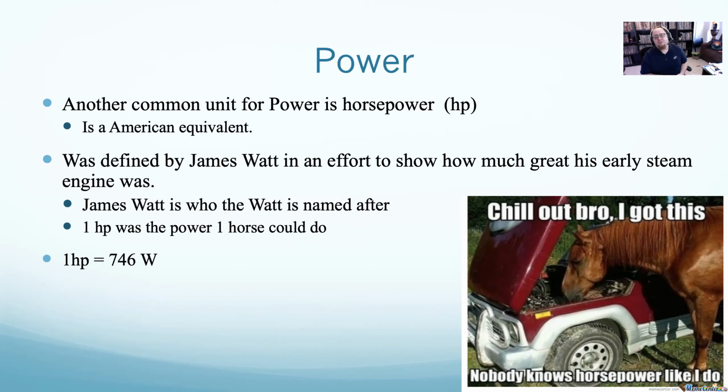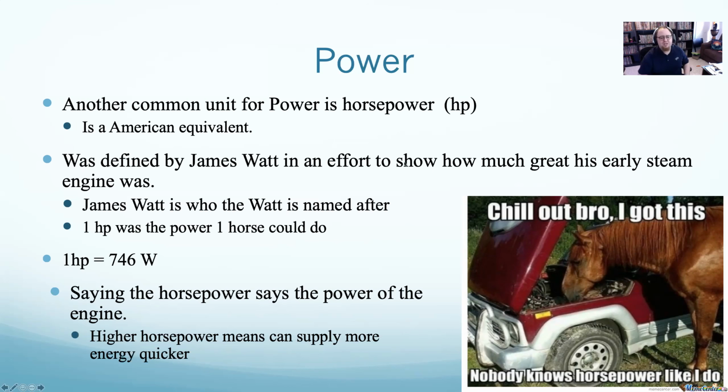The reason a horsepower exists is James Watt made one of the first steam engines, and he was trying to market it, and he was trying to say that his engine did as much work as like 3 horses. So he said it had 3 horsepower because this one thing was as good as 3 horses. That's the basis of a horsepower. 1 horsepower, though, is 746 watts. If you talk about the horsepower of an engine, you're just saying it's power. You're saying how much energy it can put out in a time period.